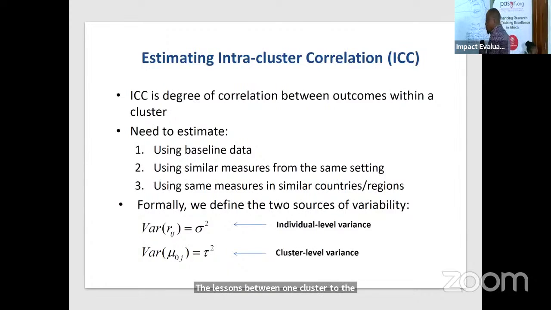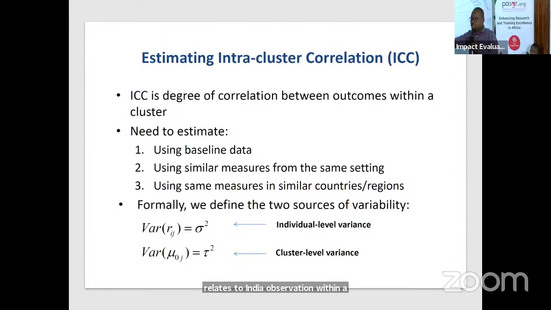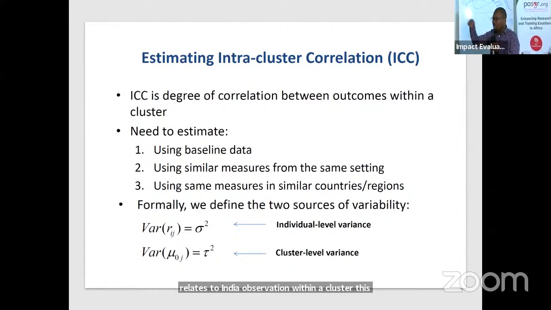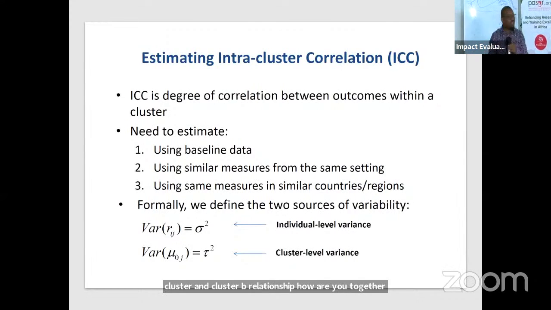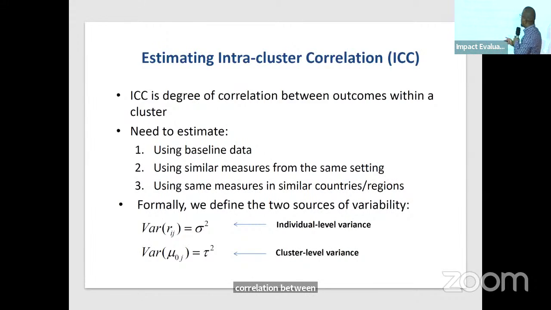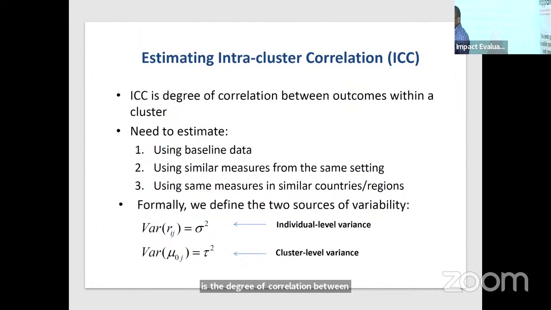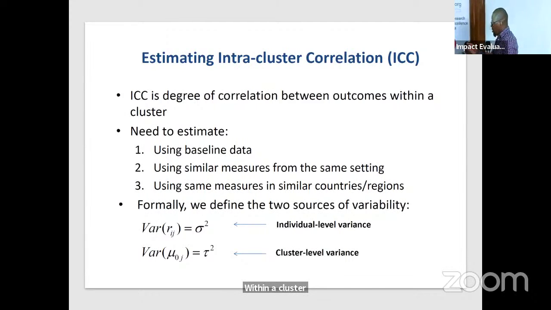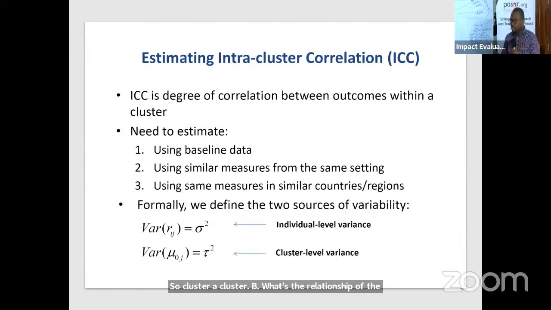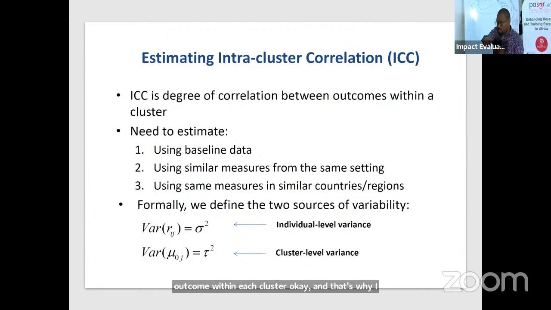So there's within cluster relationship, which relates to individual observations within a cluster, and there's a cluster A and cluster B relationship. Are we together? And how do we estimate that intra-cluster correlation between clusters? So ICC, the intra-cluster correlation, is the degree of correlation between outcomes within a cluster. So cluster A, cluster B, what's the relationship of the outcomes within each cluster? Okay, and that's why I mentioned you have within cluster relationship and between cluster relationships.